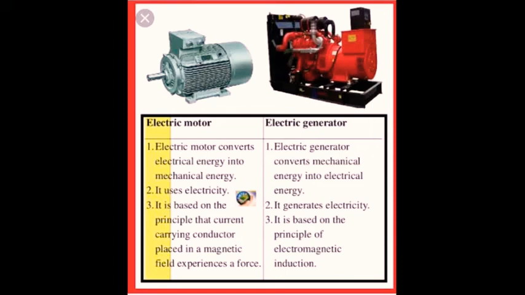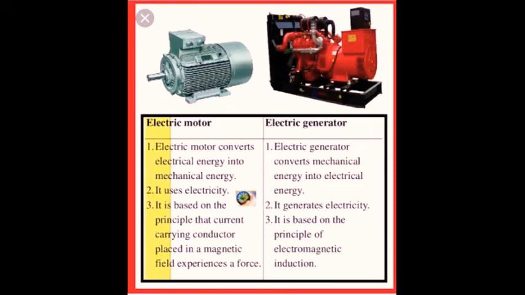But a generator is based on electromagnetic induction like a transformer, but a transformer is not a rotating device and a generator is a rotating device. And when we provide mechanical energy to the generator, flux is induced in the generator, and the armature or rotor conductor cuts this induced flux, and as a result at output we get electricity.